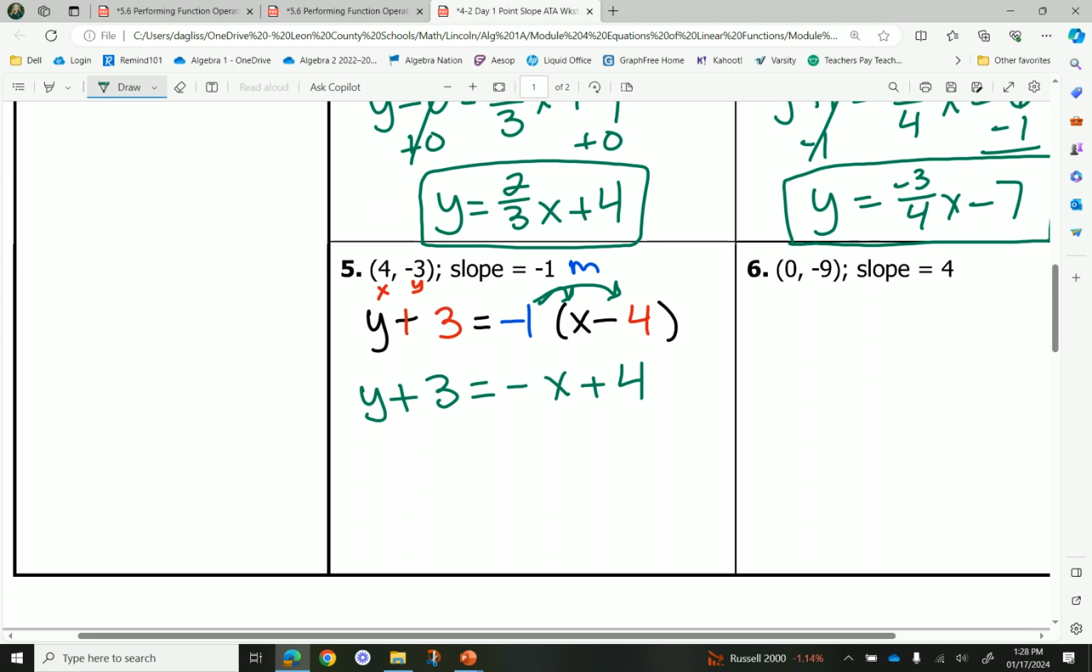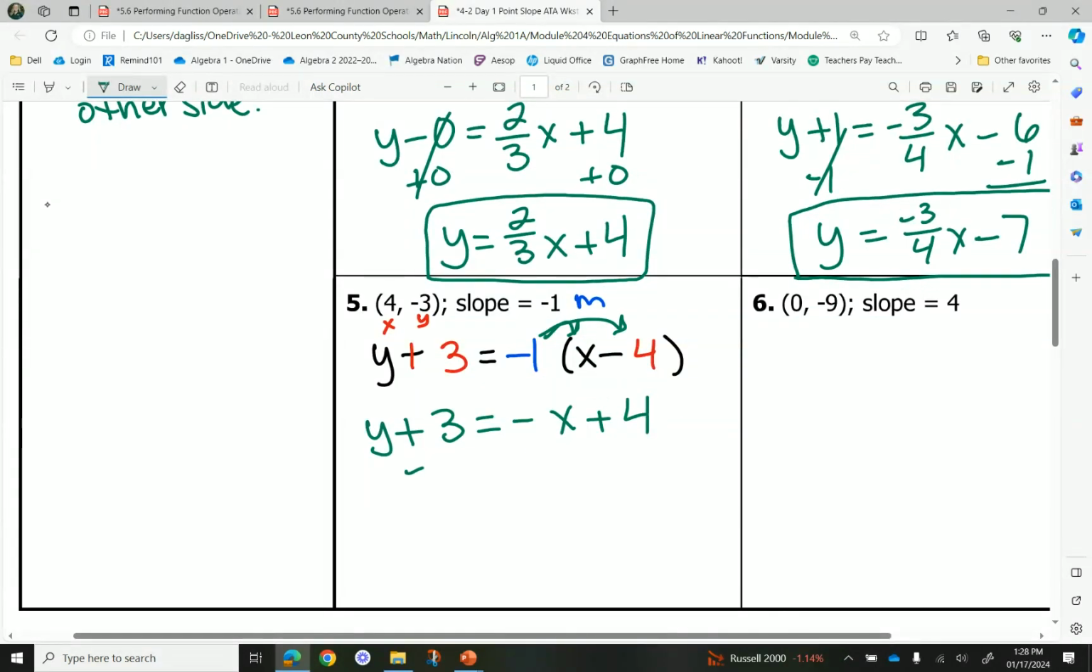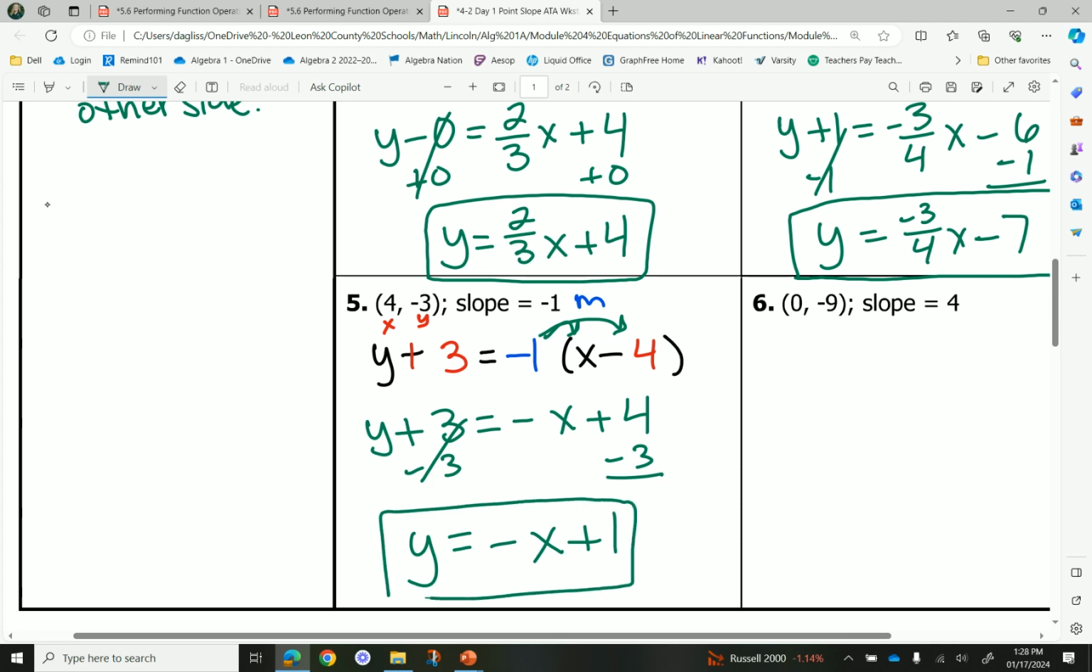What's my third step? You want to add or subtract? Subtract. Okay. So this time we're subtracting the 3 from my 4. It's going to be 1. Negative x plus 1. There you go. Y'all are doing great. Good job.